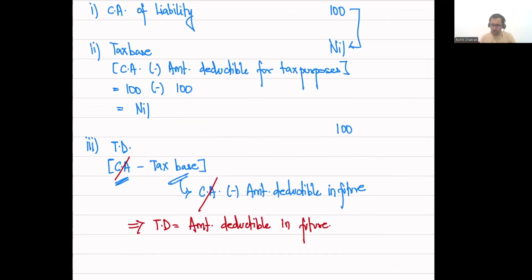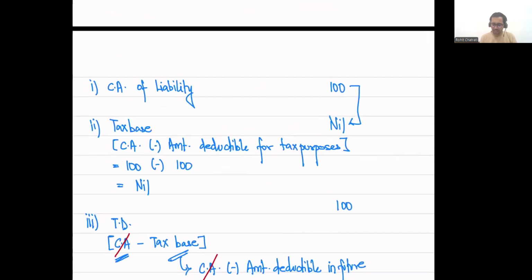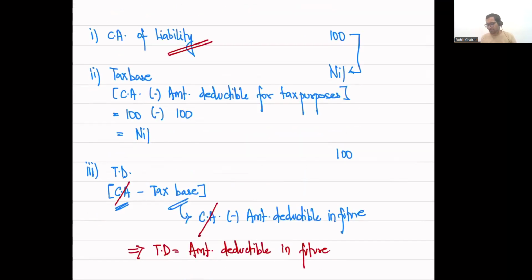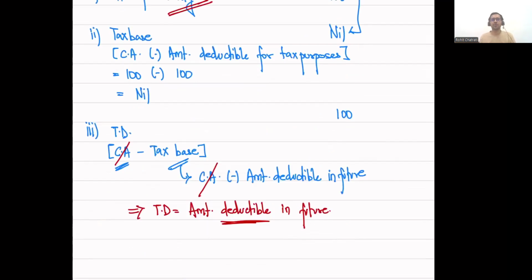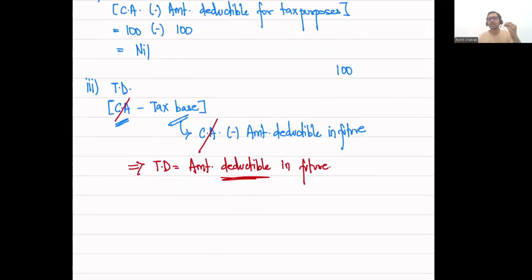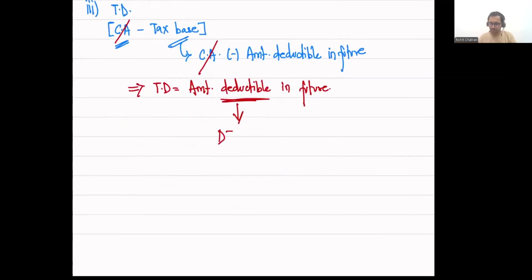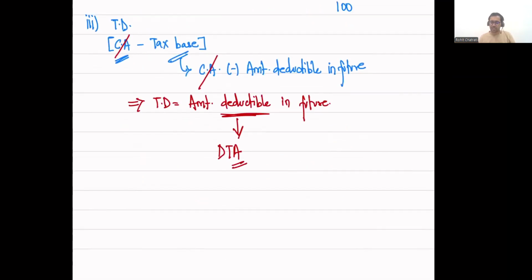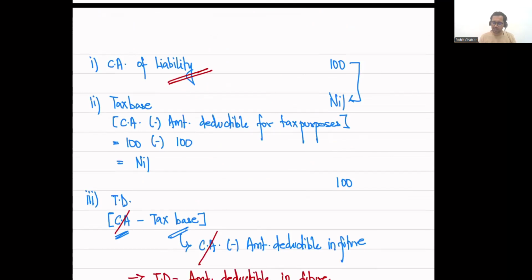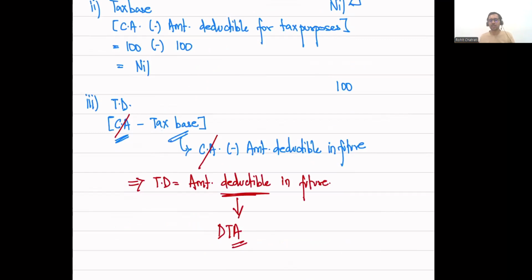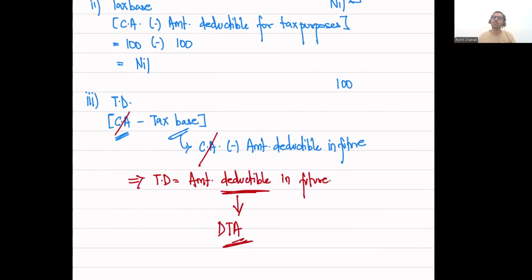Therefore, when you have a liability, you will usually end up with an amount which is deductible in future, and on an amount which is deductible in future, you will have tax savings in future. Therefore, I will usually have a deferred tax asset. Generally speaking, 99% of the times on the liability, you will have an amount deductible in future, which will result in creation of DTA.